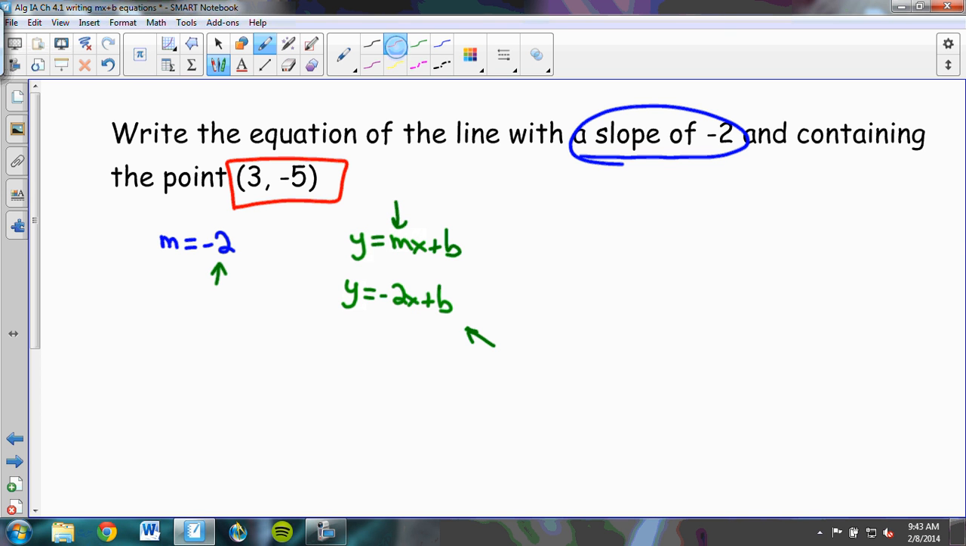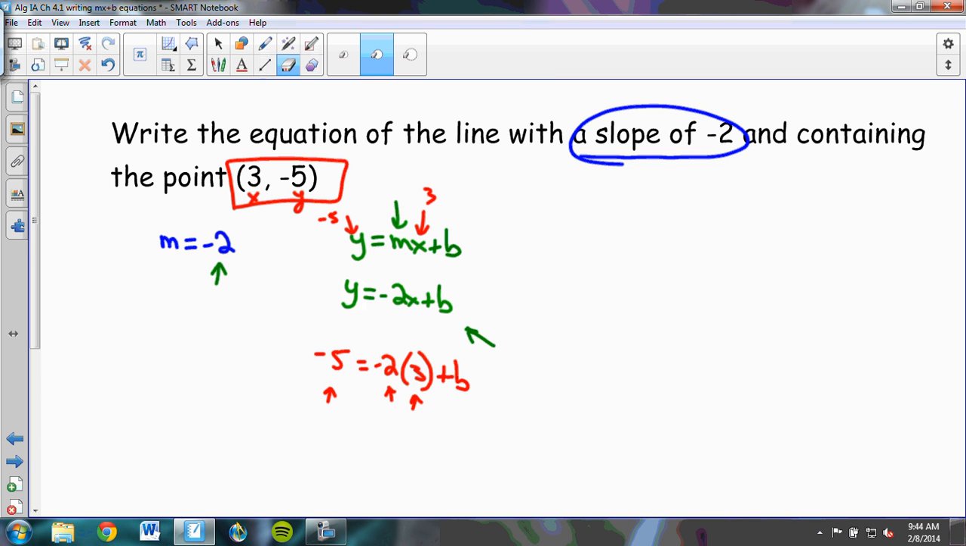Well, I take this point that I have, and points always come with the coordinates x, y. So I'm going to plug 3 in for this x, and negative 5 in for this y. And then that'll leave me a b to solve for. So I end up with negative 5 equals negative 2 times 3 plus b. Remember, that was my slope, that was my x, that was my y. Now I'm solving for b. Now it's just simple algebra like we've been doing.